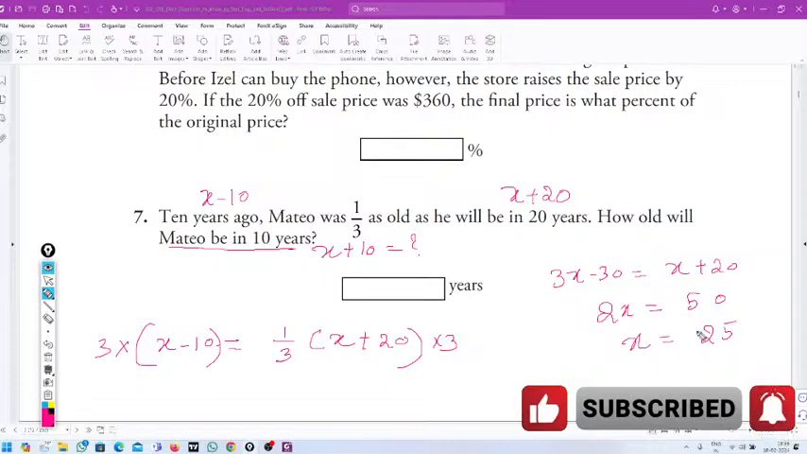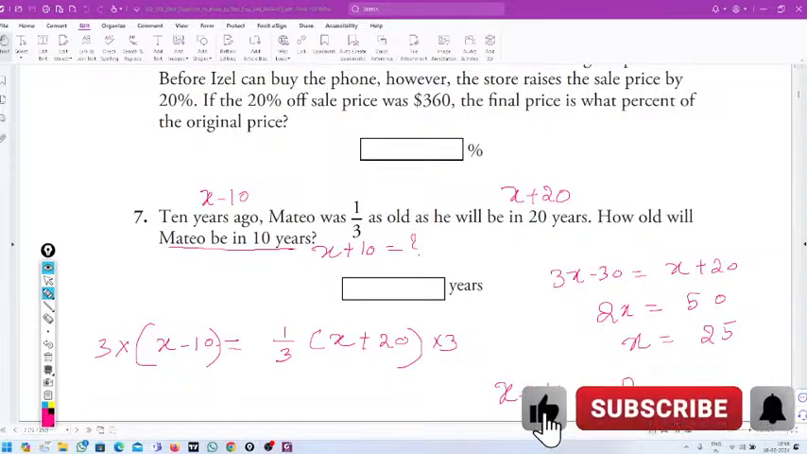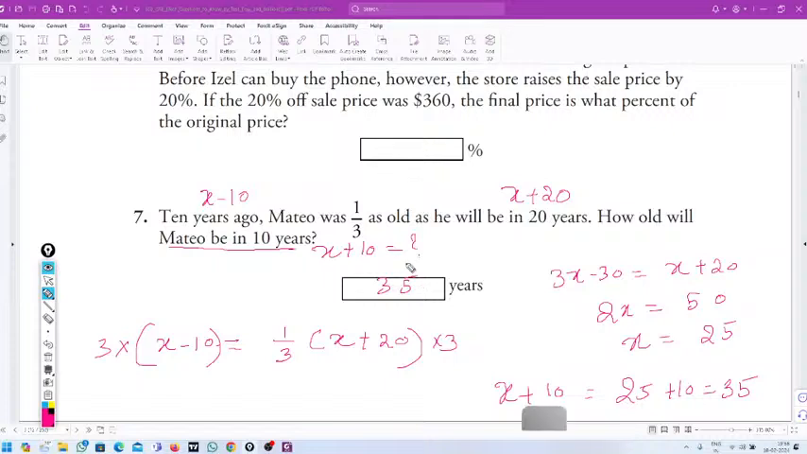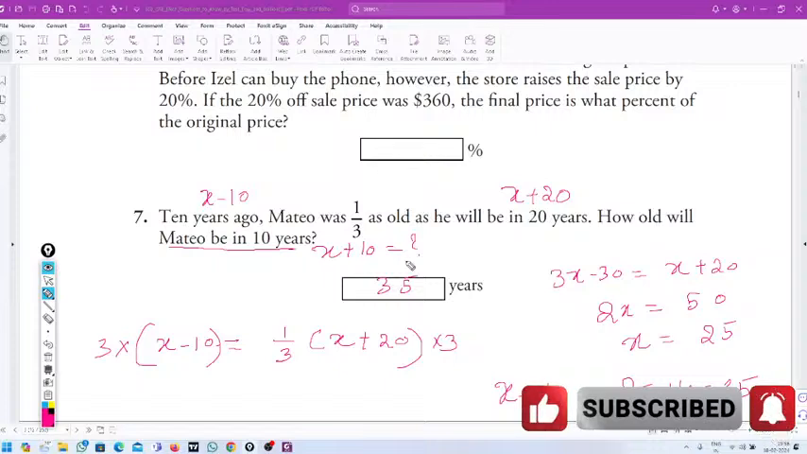The question is asking not for the present age. The question is asking after 10 years, that is x plus 10. I can figure it as 25 plus 10, that will be nothing but 35. So the answer is 35. Here I went with x instead of solving with options, because options are not given, so we need to go with variables.